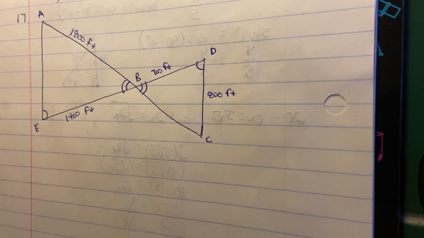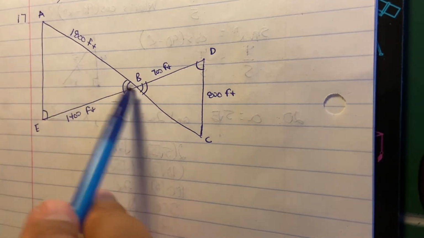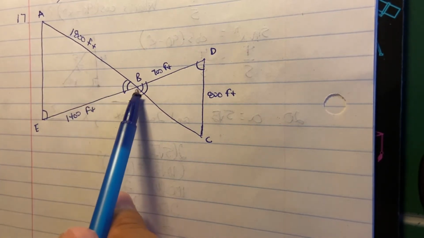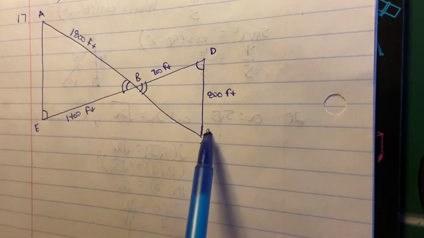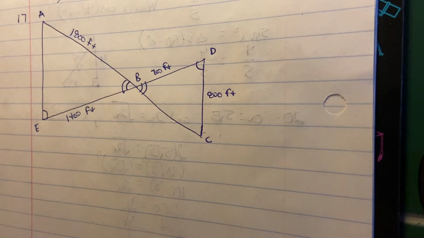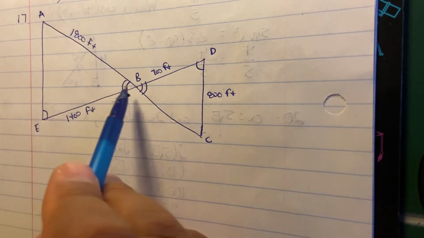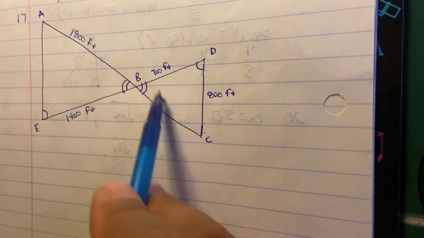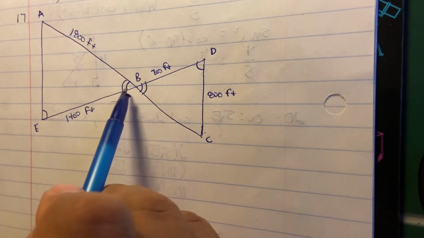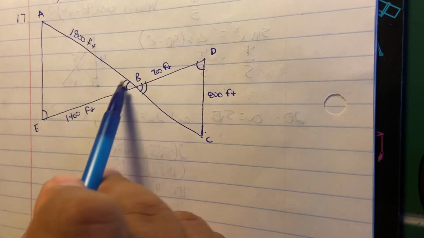All right. So that's how I know that segment AB is 1,800 feet. Segment BE is 1,400 feet. Segment BD is 700 feet. Segment CD is 800 feet. Also, I'm told that angle AEB is congruent to angle CDB. I'm also told that as well, right? And also, I know that vertical angles are congruent.